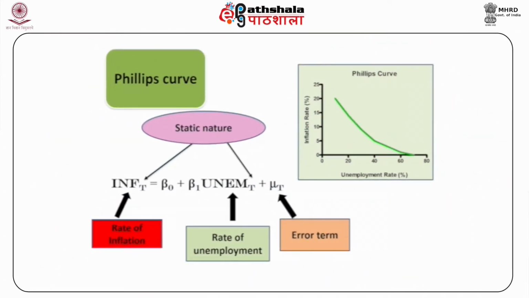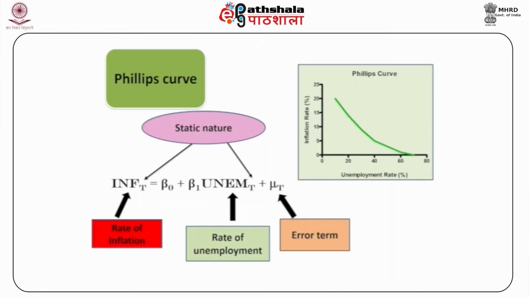In terms of econometrics, an example of a time series regression model is a Phillips curve. It is a curve which is static in nature, determining the relationship between inflation and unemployment. It can be written as inflation at time period t is equal to beta naught plus beta 1 times unemployment at time period t plus mu t, where inflation at time period t is the rate of inflation at time period t, unemployment at time period t is the rate of unemployment at the time period t, and mu t is the error term at the time period t.